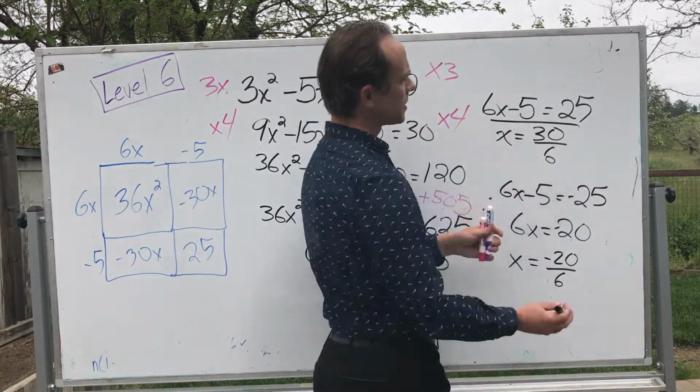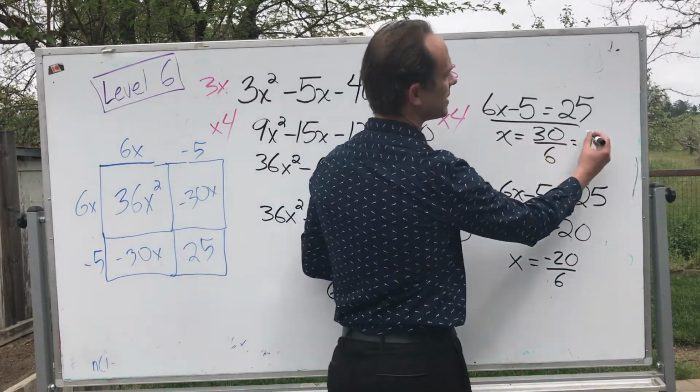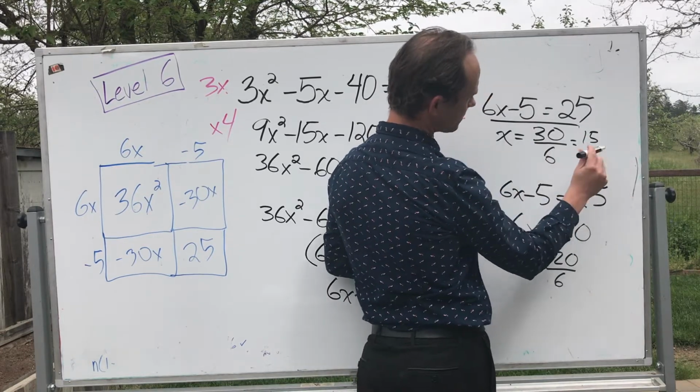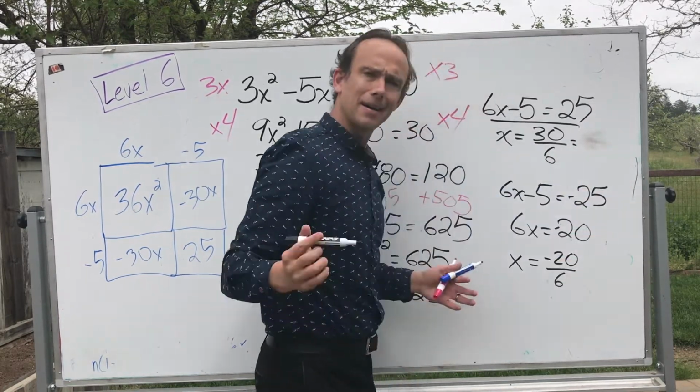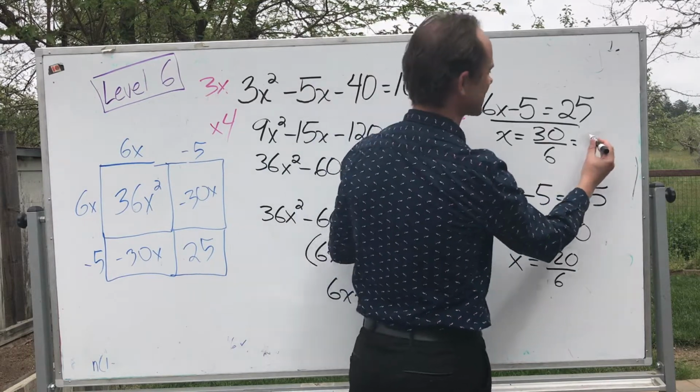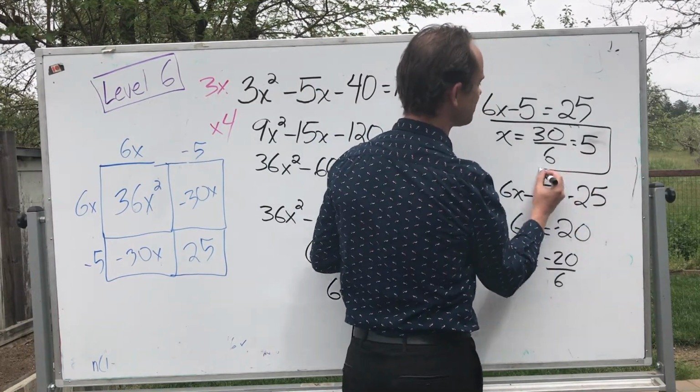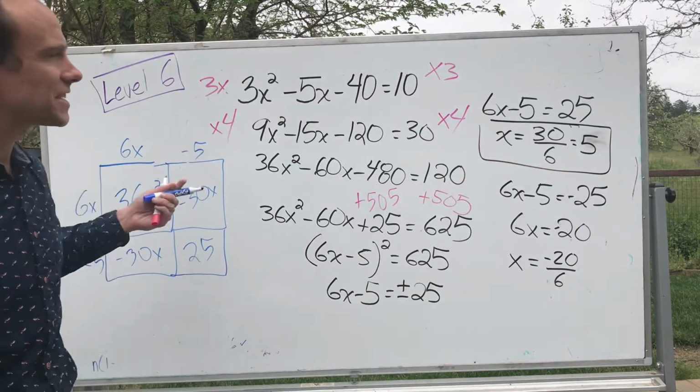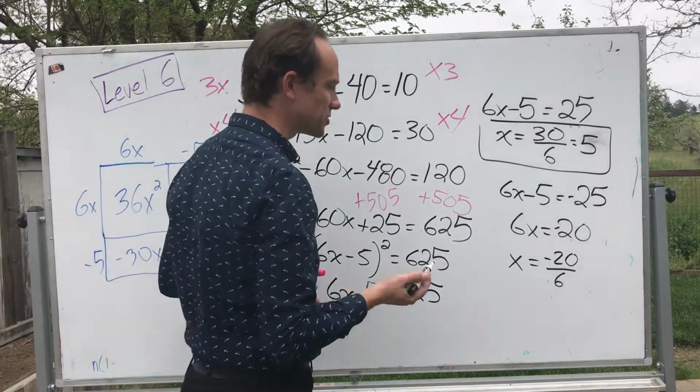I guess I should maybe simplify this to, what, 15? Oh, well, I missed it, right? 30 divided by 6. That's 5. So always simplify your fractions. I didn't even notice that when I was first doing it.